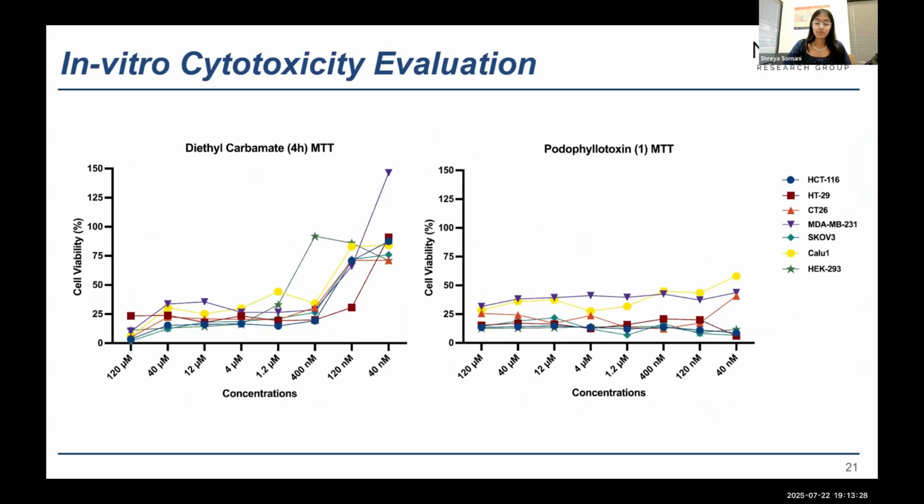As you see, throughout all the different cell lines, the relative trend of these compounds and their concentrations remains the same, as shown with diethyl carbamate. Additionally, with podophyllotoxin, you see once again that it has a steady effect on these different cell lines regardless of what type of cancer it is. So this kind of brings us to the end of our initial in vitro assays.